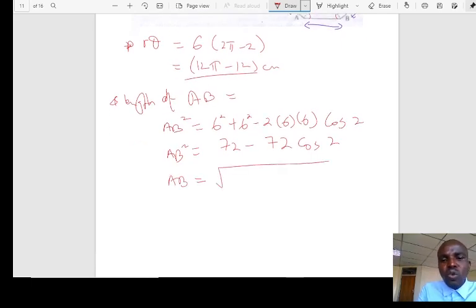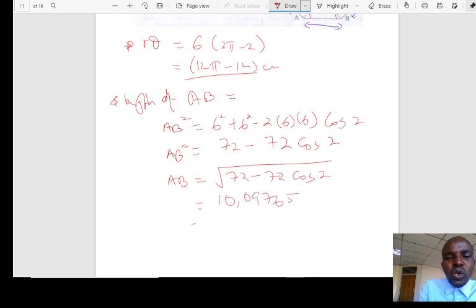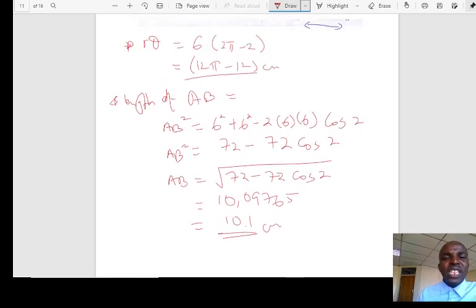So AB is equal to the square root of 72 minus 72 cos 2. You can punch that into your calculator. Make sure your calculator is always in radians. In this case, I'm getting 10.097655, so to 3 significant figures it will be 10.1 centimeters. Done.